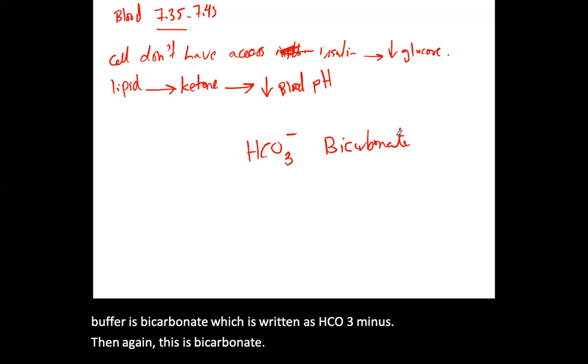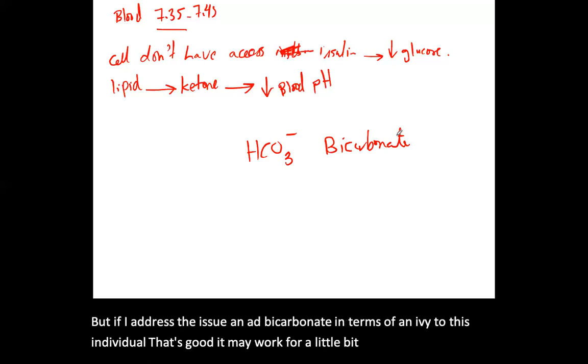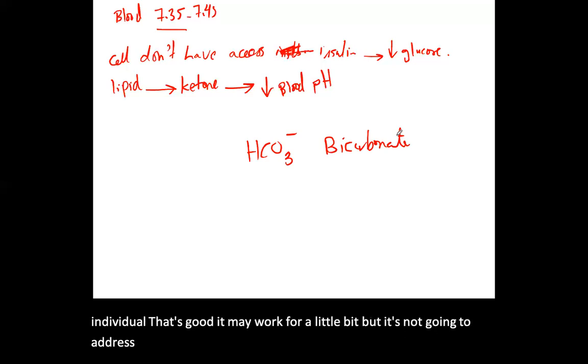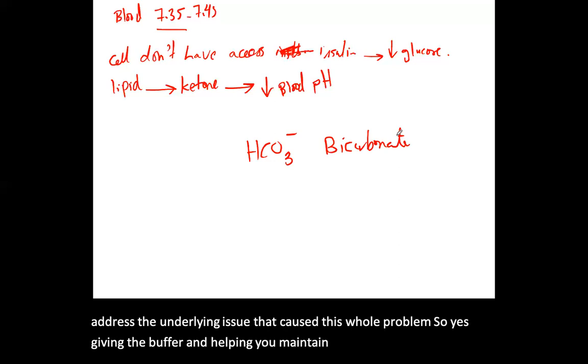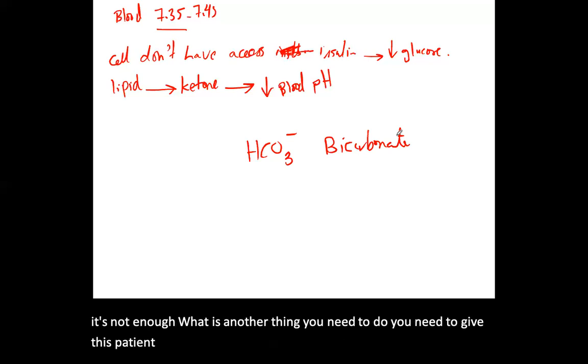But if I address the issue and add bicarbonate in terms of an IV to this individual, that's good. It may work for a little bit, but it's not going to address the underlying issue that caused this whole problem. So yes, giving the buffer and helping you maintain the blood pH is good, but it's not enough. So what is another thing you need to do? You need to give this patient insulin and glucose.